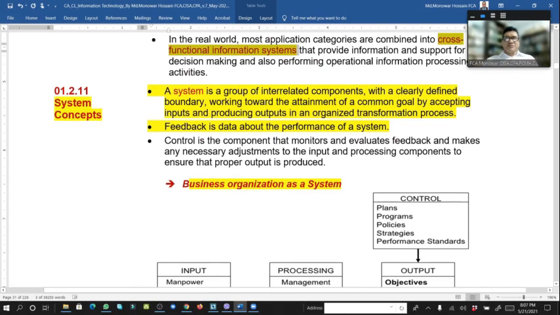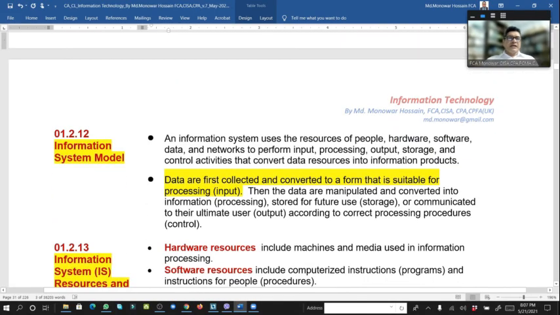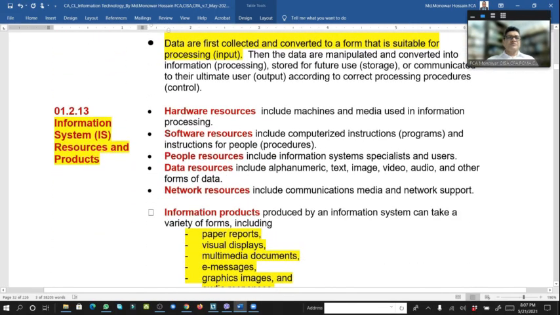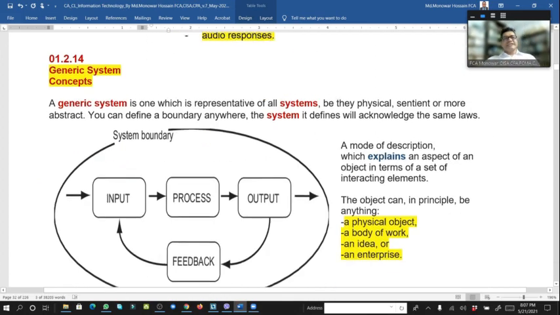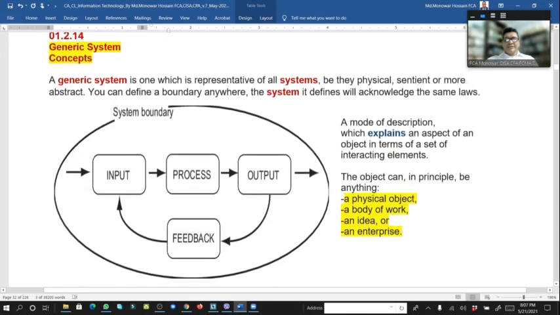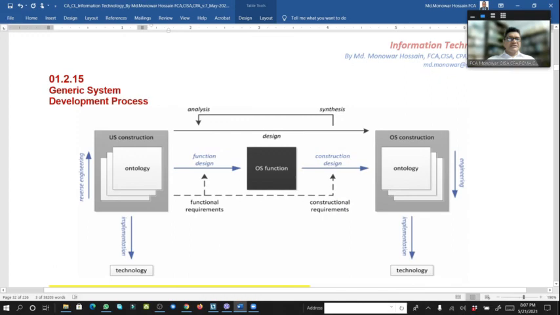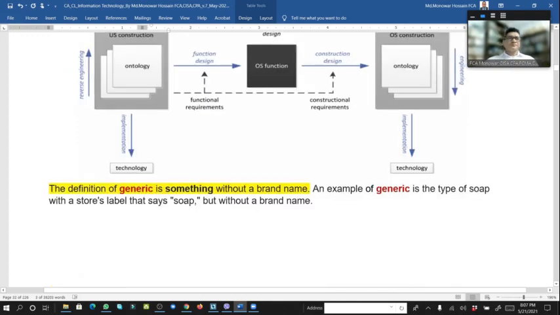And system concept we have seen here, and information system model, information system resource, also a generic system. So we have completed our chapter 1.